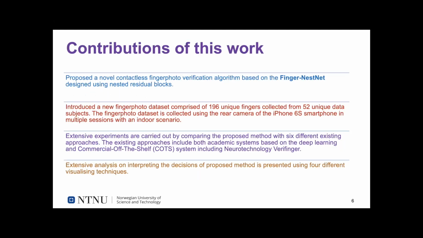In this work, we have four different contributions. The first is that we propose a serial network for contactless finger photo verification. We also introduce a new finger photo data set with 196 unique fingers, collected from 52 unique data subjects using the iPhone 6s back camera in indoor scenarios. We collect this data set in two different sessions with a time gap of 7 to 15 days.